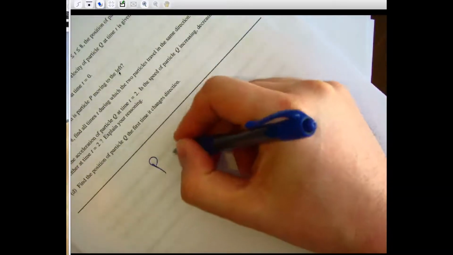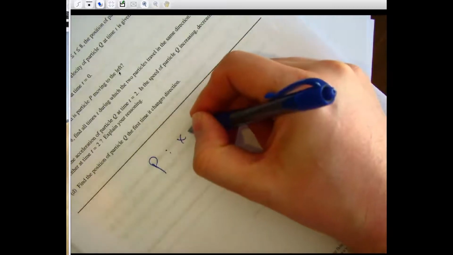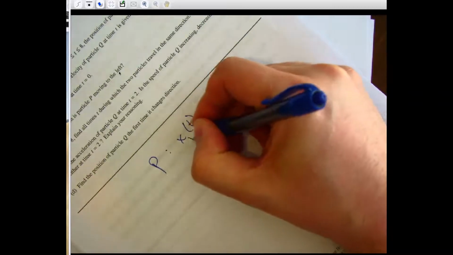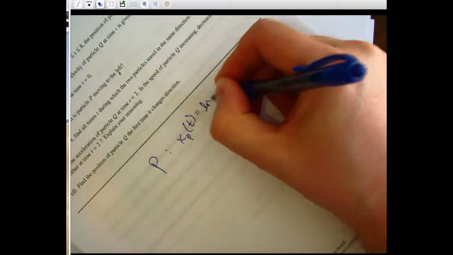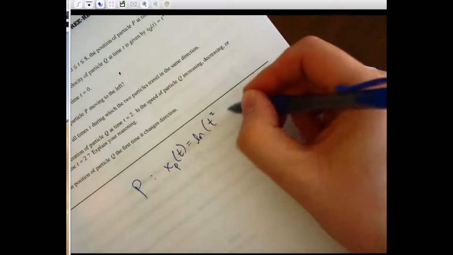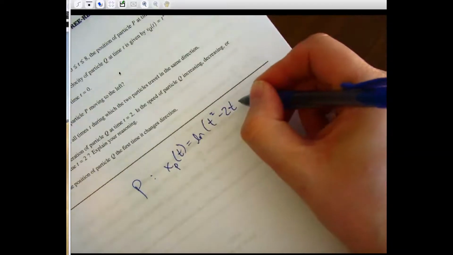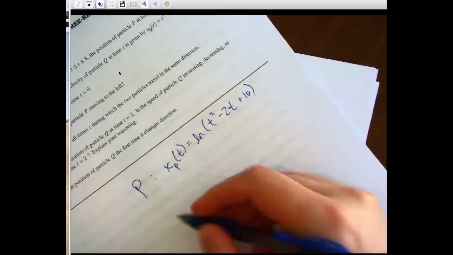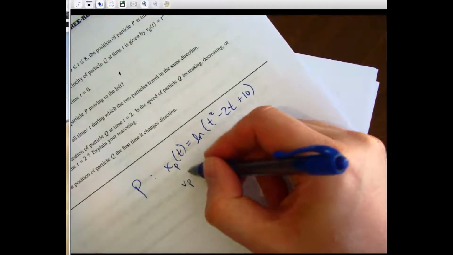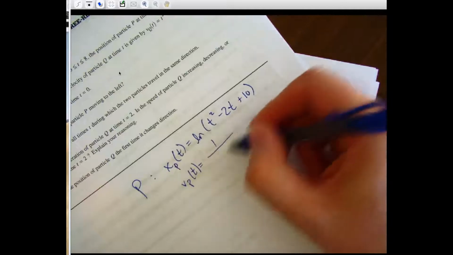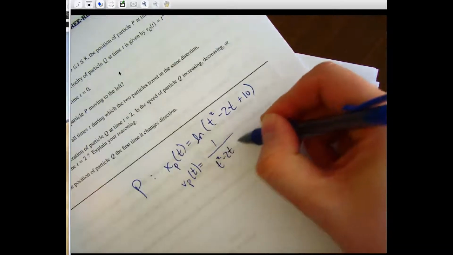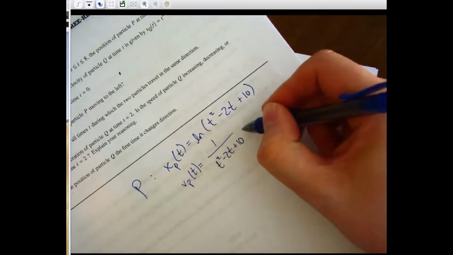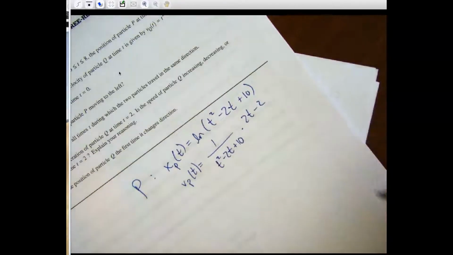We got P, and for P, they gave us that the position of P is ln of t squared minus 2t plus 10. And so we can find the velocity there. So the velocity for P is going to be 1 over t squared minus 2t plus 10 times the derivative of the inside.